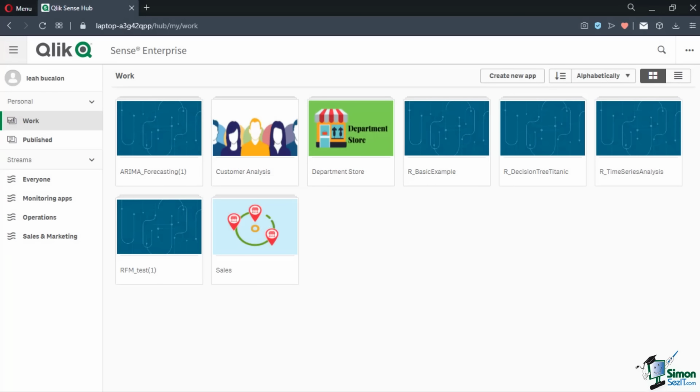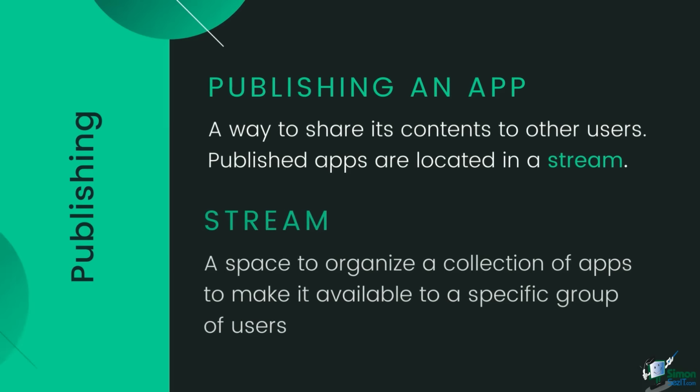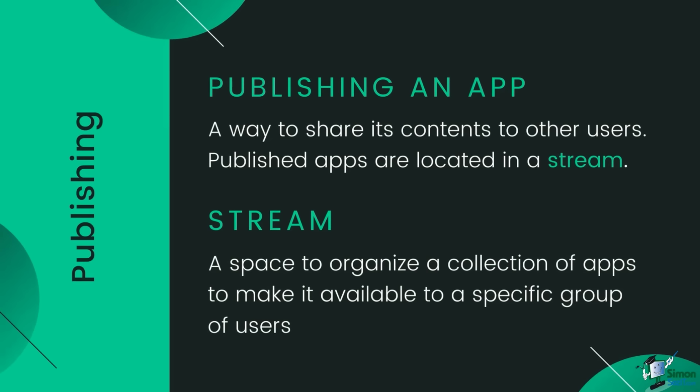Once we are done configuring our dashboard, it's time to publish it for others to see. Publishing an app is the way we share contents with other users. Published apps are located in a stream, which is a space to organize a collection of apps to make it available to a specific group of users.